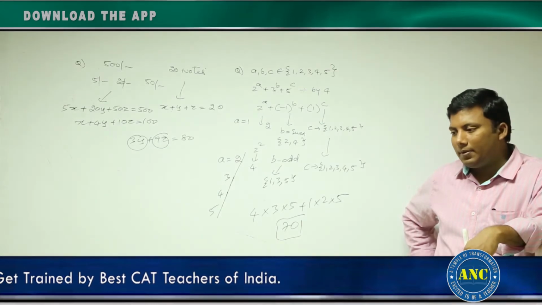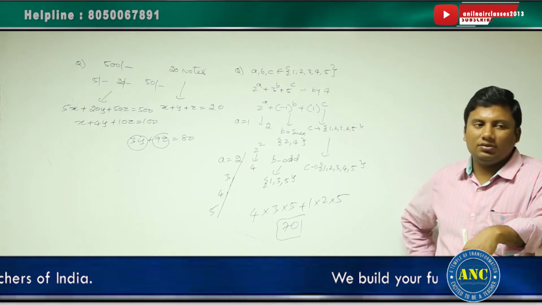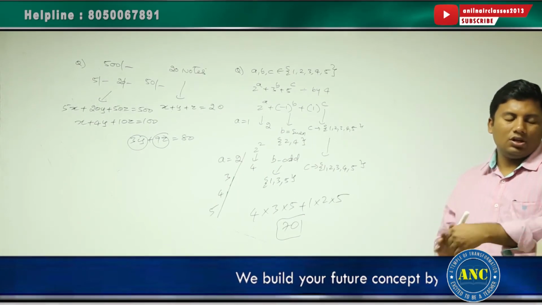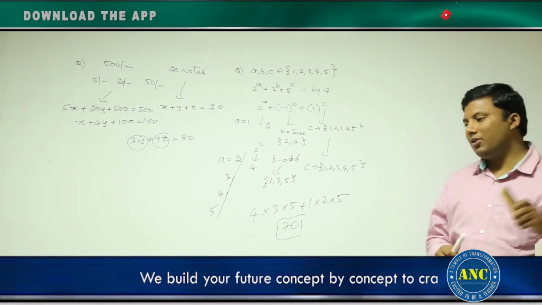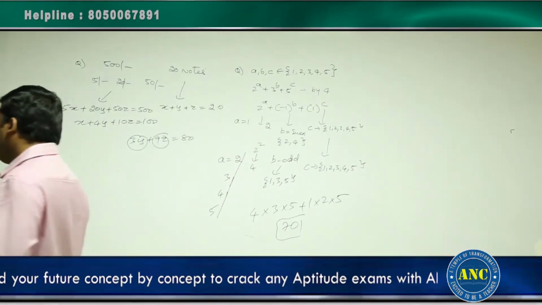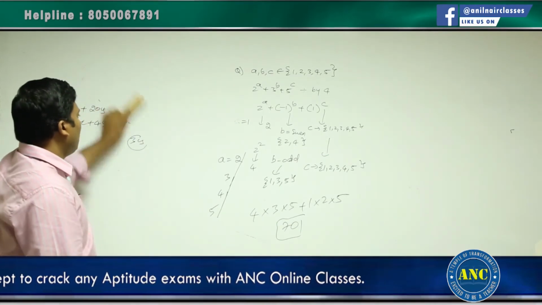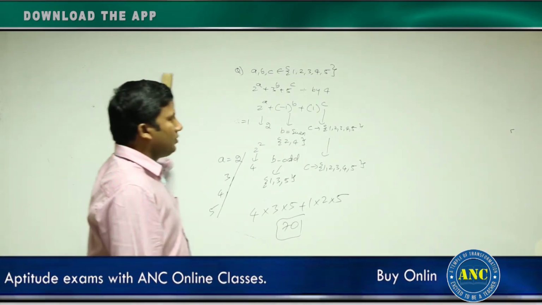Clear? Now please write down a question. A die is rolled 3 times. Please write down this question. A die is rolled 3 times.